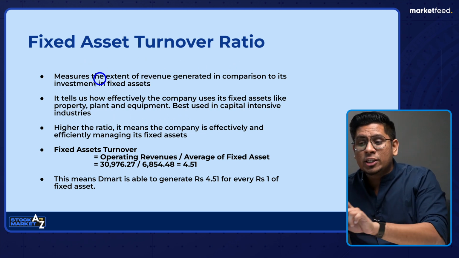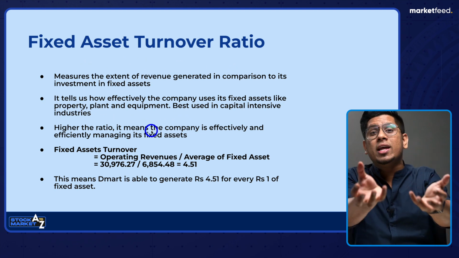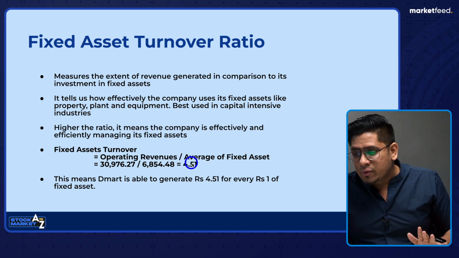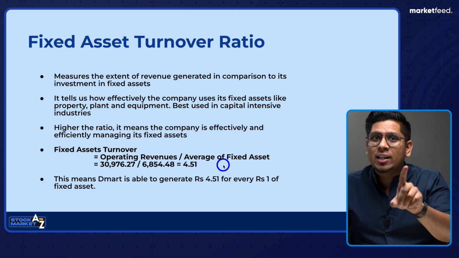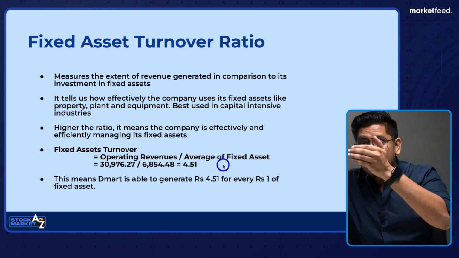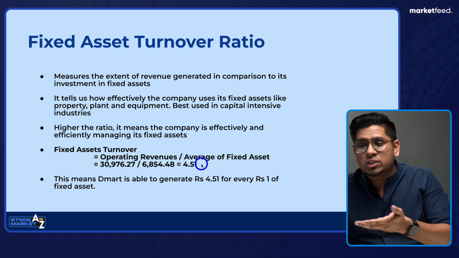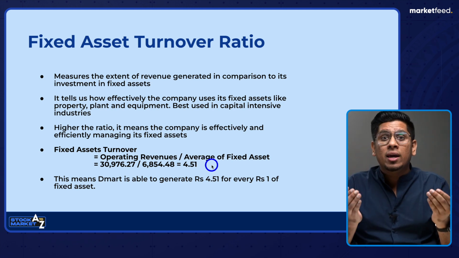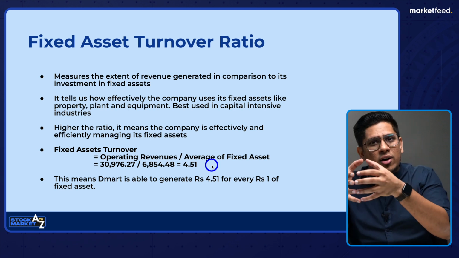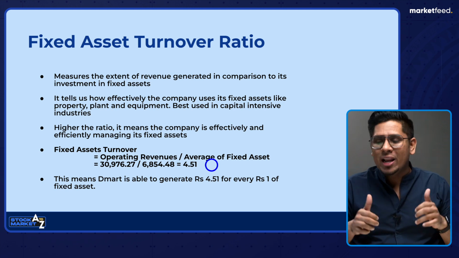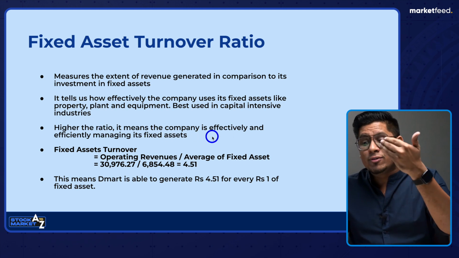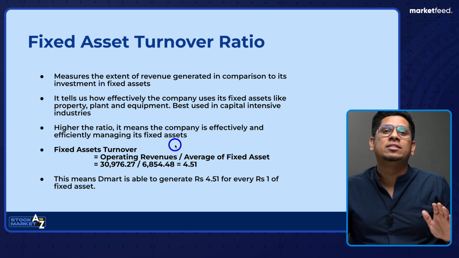Fixed asset turnover ratio is a number which will tell how effectively a company is able to generate revenue from its fixed assets. What if this was 100 rupees? We can say that the company is more effective in converting its fixed assets into revenue. What if this was just 50 paise or 0.5? It means that the company is very less efficient in converting its assets into revenue. Cool, as simple as that. So the higher the ratio, the more effectively and efficiently the company is managing its fixed assets.